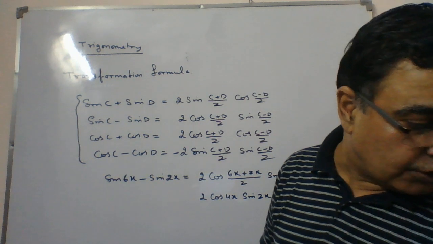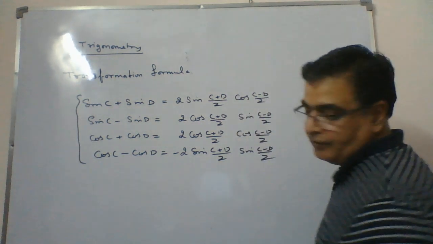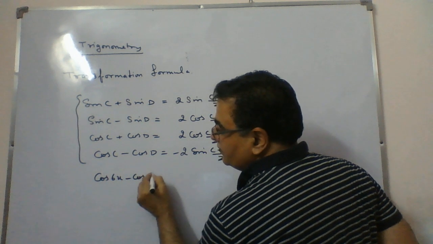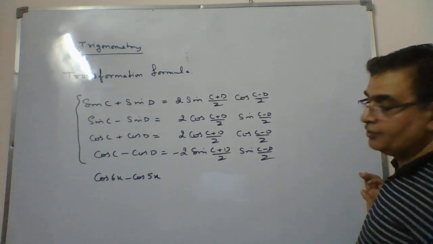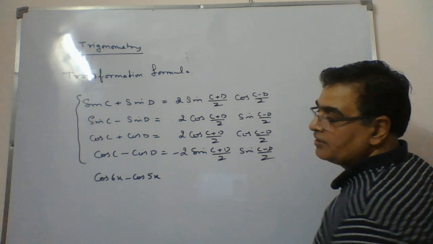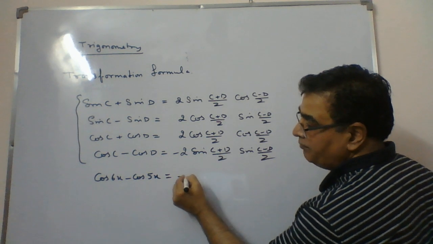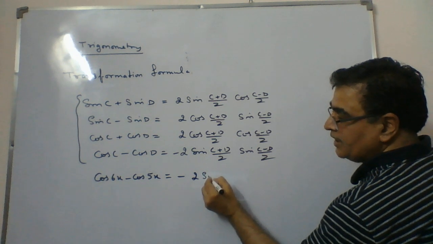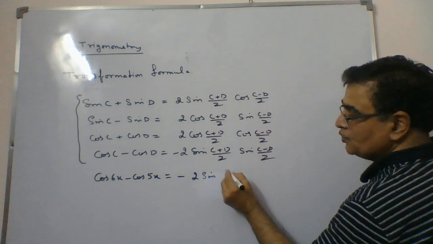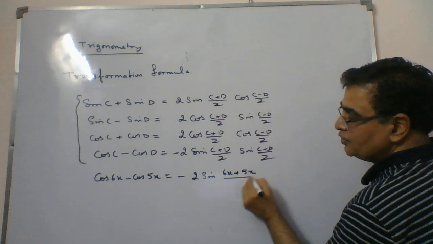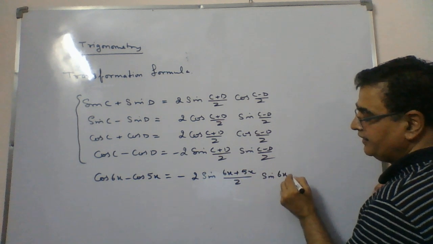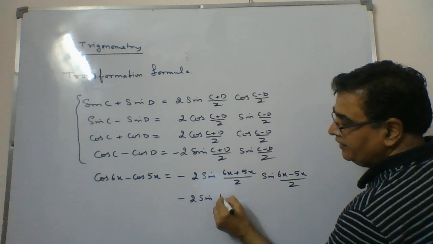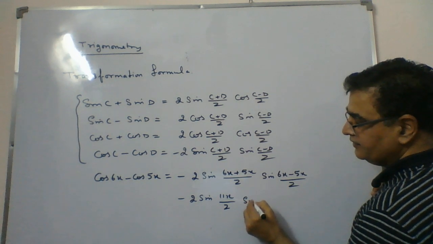Same way, when we go for the third question, cos 6x minus cos 5x. It is again the formula of cos c minus cos d, that is the fourth formula. So we should start with minus. What will it come? Second term of sine, that will be 2 sine (c plus d)/2, so (6x plus 5x)/2, and then sine (6x minus 5x)/2. Then I'll say it will be minus 2 sine 11x by 2 and then sine x by 2.